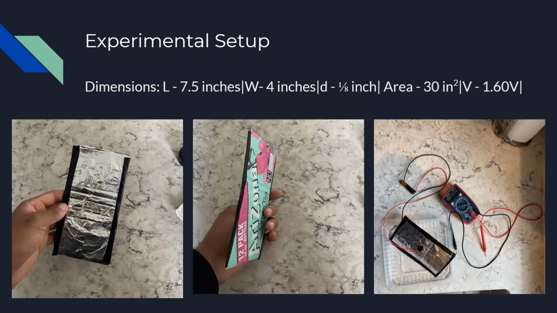Here's a little bit of the setup, the pictures of the capacitor, the multimeter, and the circuit of the battery. The dimensions of each of the 4 capacitors were 7.5 inches length, width of 4 inches, and the height, or distance between the 2 capacitor plate sides, was 1/8 of an inch, giving it an area of 30 inches squared. The voltage of the battery is actually 1.6 volts as it was fresh out of the battery pack.